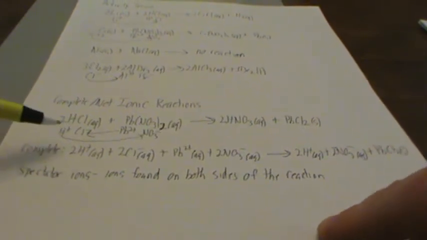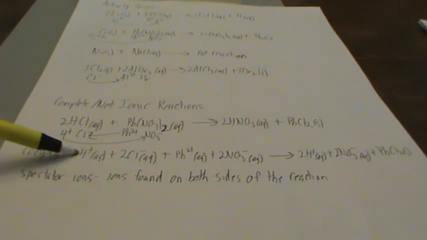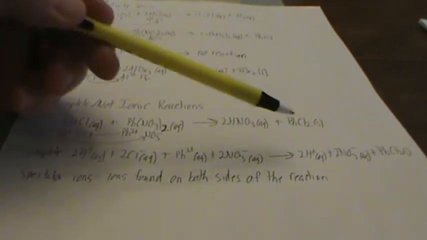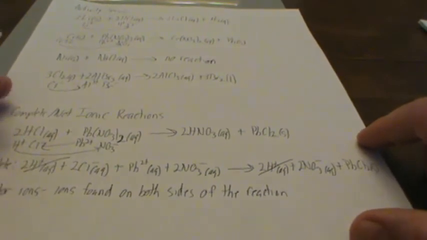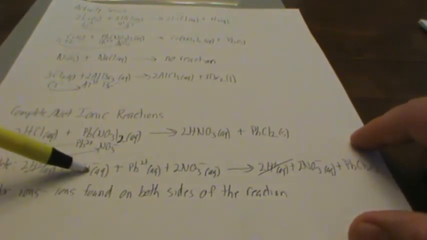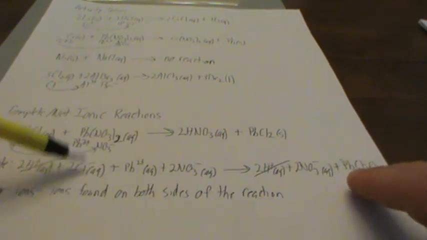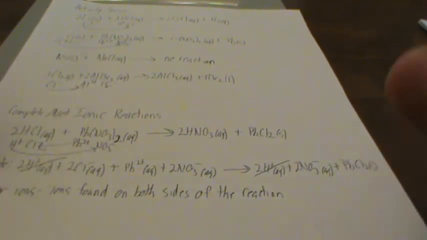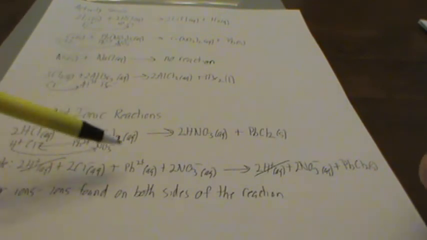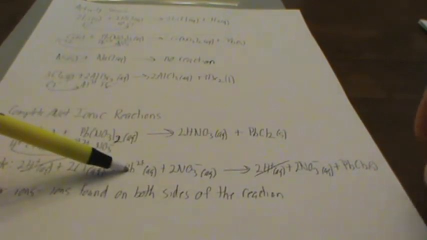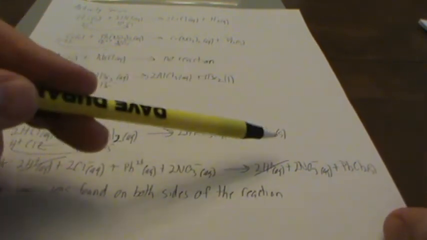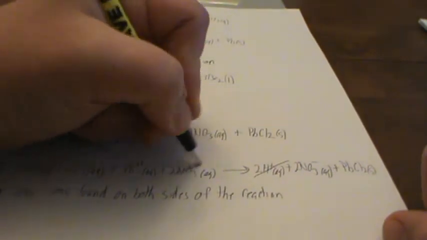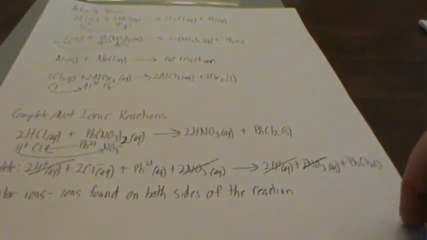So if we go back up and see if we have any spectator ions. Well, we have 2 hydrogen ions on the left. We have 2 hydrogen ions on the right. So our hydrogen ions, our spectator ions, we're going to cross those out. We have 2 chlorine ions on the left, but we don't have any 2 chlorine ions on the right-hand side. So that's not a spectator ion. We have a lead-2 ion on the left, no lead-2 on the right. We have 2 nitrates on the left, and we have 2 nitrates on the right. So we cross those out.